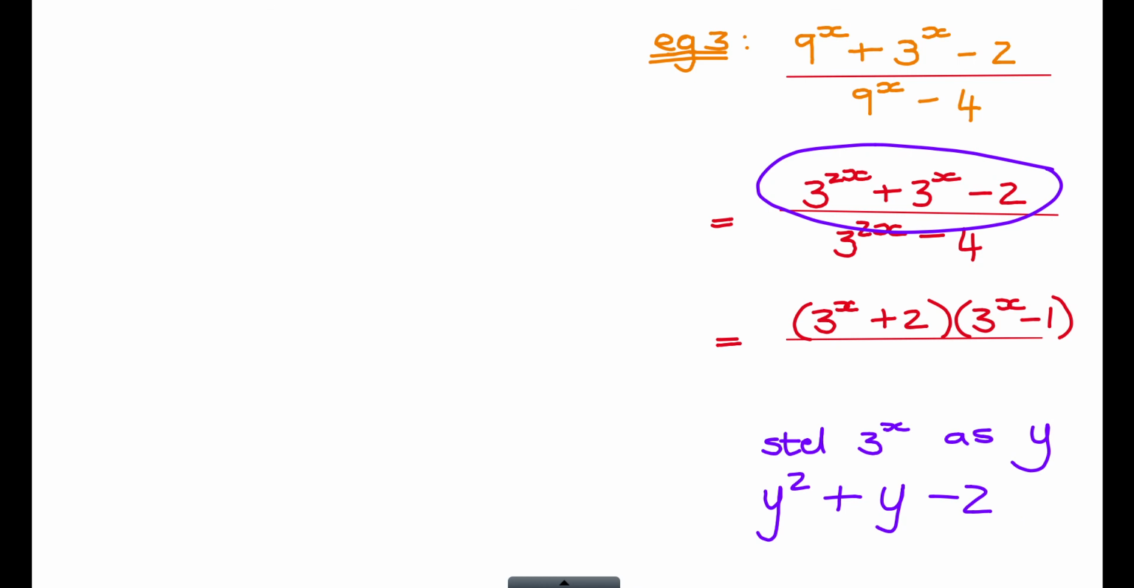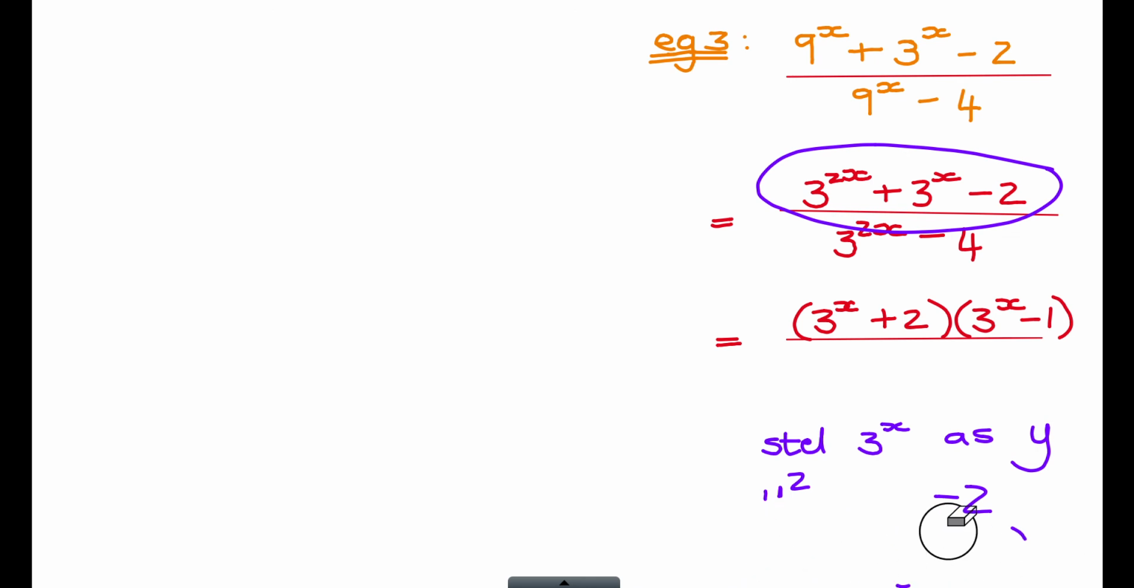Do you see that? Okay, and then you would tell me, factors of y squared is y times y, and I know I must say 2 times 1, but that sign tells me that it must be different, and I'm supposed to get a positive 1, so I'm going to say positive 2 minus 1 will give me the positive 1y. Do you agree? So now instead of y, I'm going to say 3 to the power x plus 2, and here, instead of y, 3 to the power x minus 1. Are you guys with me? Okay. Let's look at that bottom one.